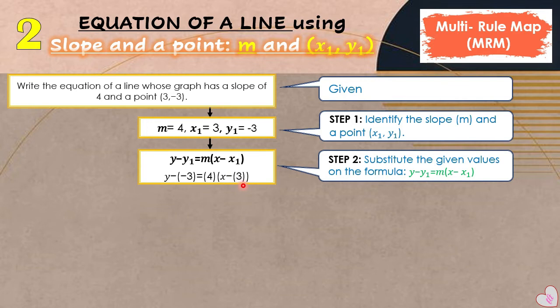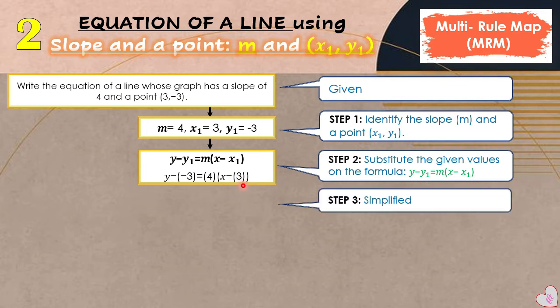So take note with the parentheses. Step 3, simplified form, we will have y, negative times negative, we will have positive. So that's why we have plus 3 equals 4 times the quantity x minus 3. So you have to remove the parentheses and just remain only 1.